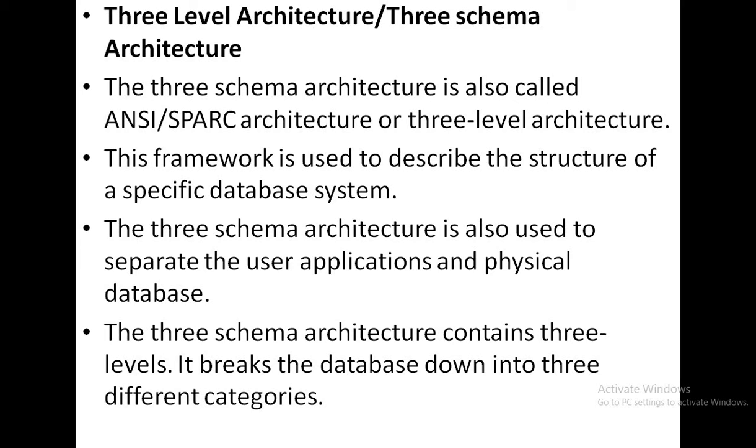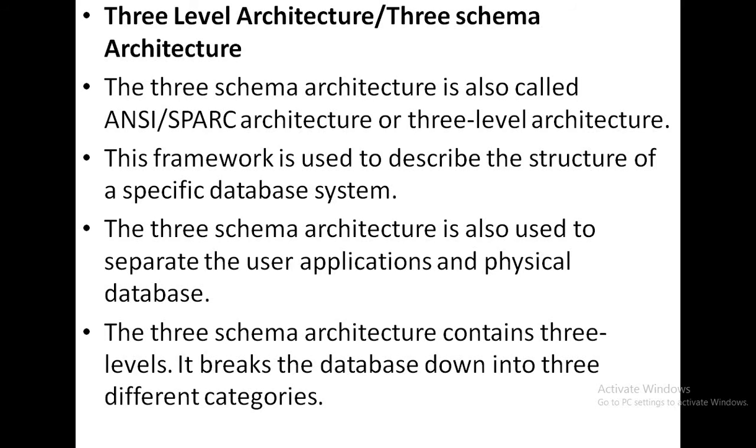And how the user applications and the physical database interact with each other, and how they are used as two levels and separated from each other, that is also something we are going to discuss in our three-level architecture. So, the three schema architecture contains three levels. How many levels are there? Three levels, because as per the name, three-level architecture, there are three levels. It breaks the database down into three different categories.